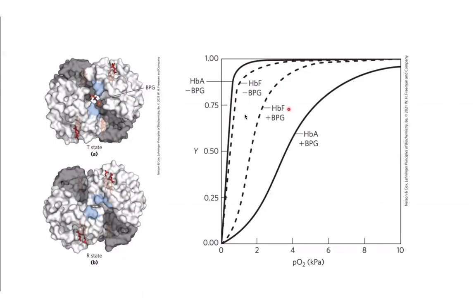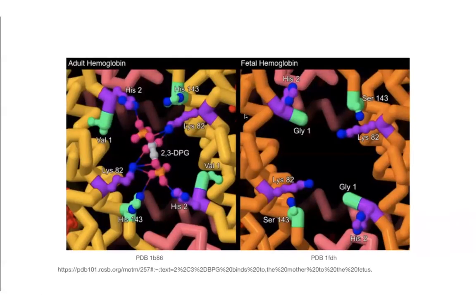Okay, so HbF just stands for fetal hemoglobin, versus HbA, which is the adult hemoglobin. So you can see that fetal hemoglobin has a higher affinity for oxygen to start with. And then it's less affected by the BPG than the adult hemoglobin is. And this is because you're not forming those salt bridge interactions, because there are amino acid differences in those sites in the different versions of the hemoglobin chains.